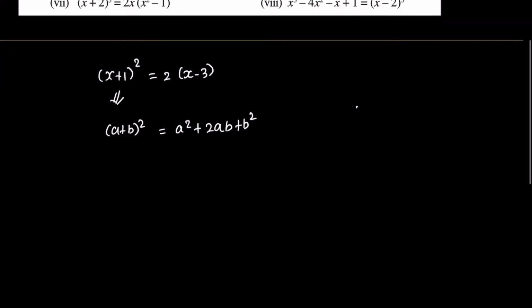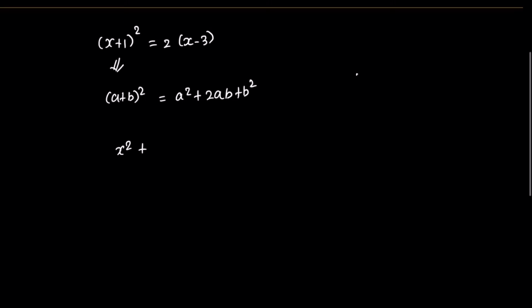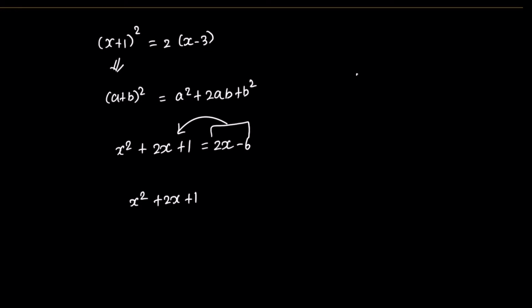So this part is in the format (a + b)². What's the value? a² + 2ab + b². Just expand: x² + 2x + 1² is 1. It is equal to 2x − 6. Then all the variables and constants are moved to one side. So x² + 2x + 1, then this part moves here as − 2x + 6, equal to 0.